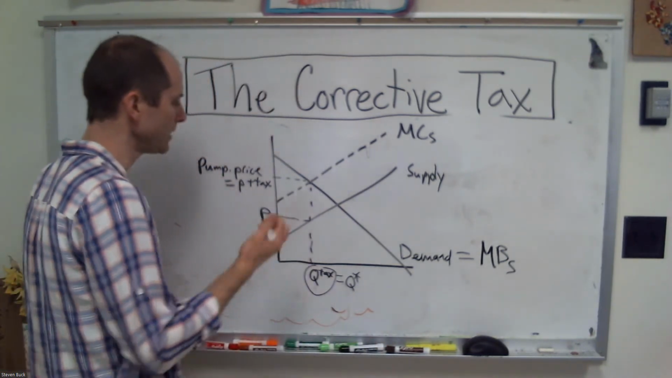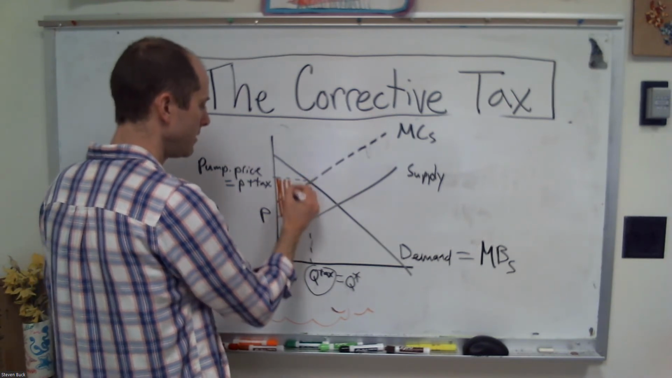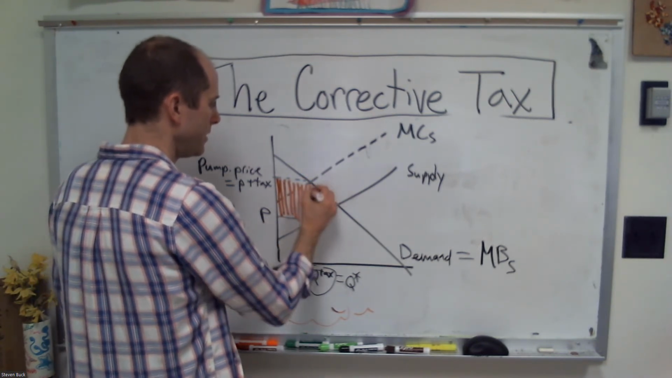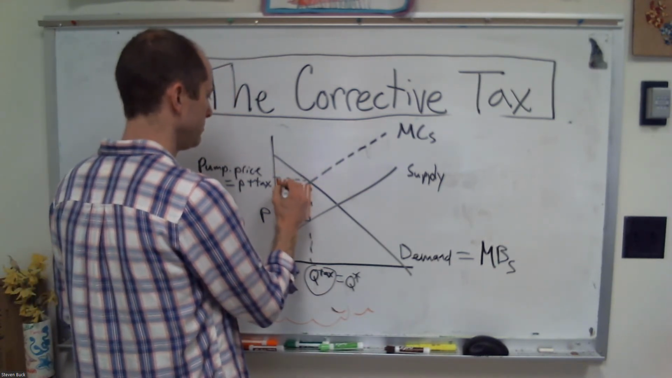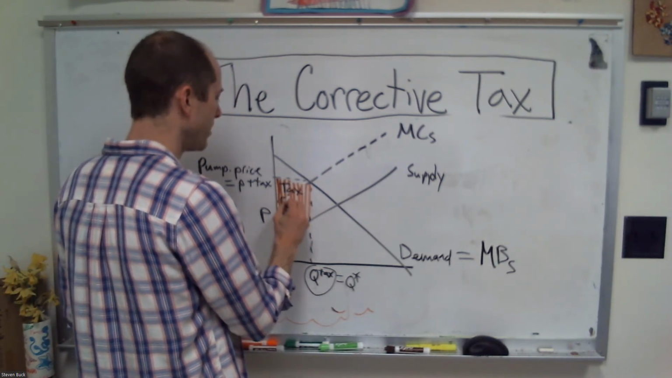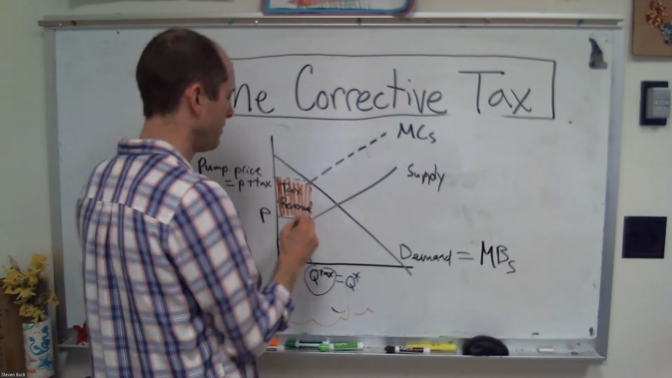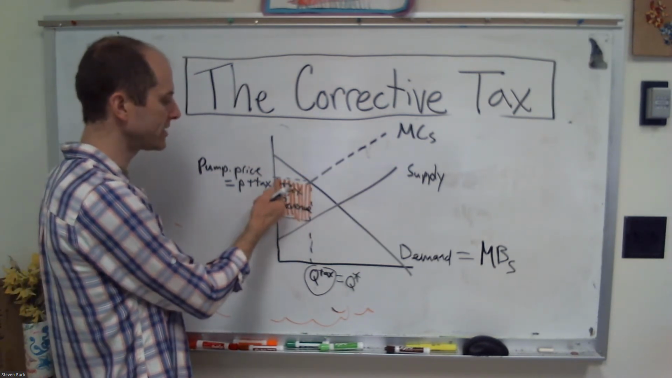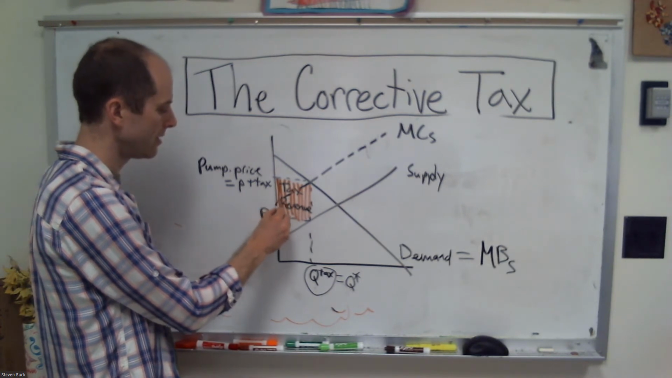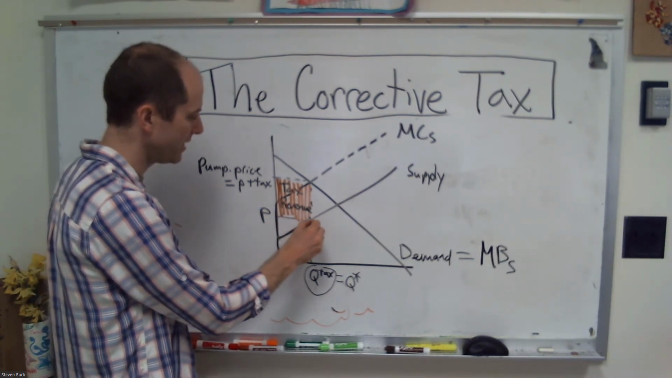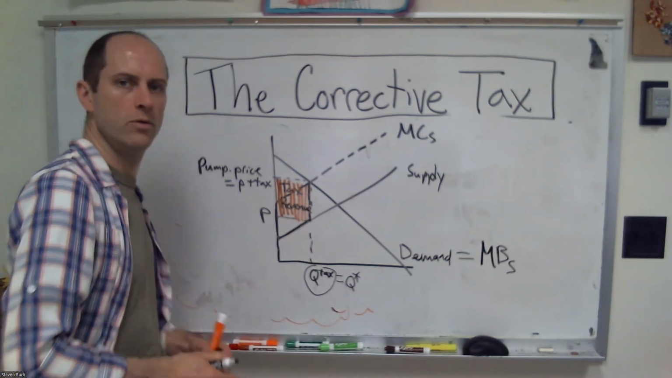So in this scenario, the tax revenue is represented as just the rectangle rather than a parallelogram. But the area of this rectangle is in fact identical to the area of this parallelogram.